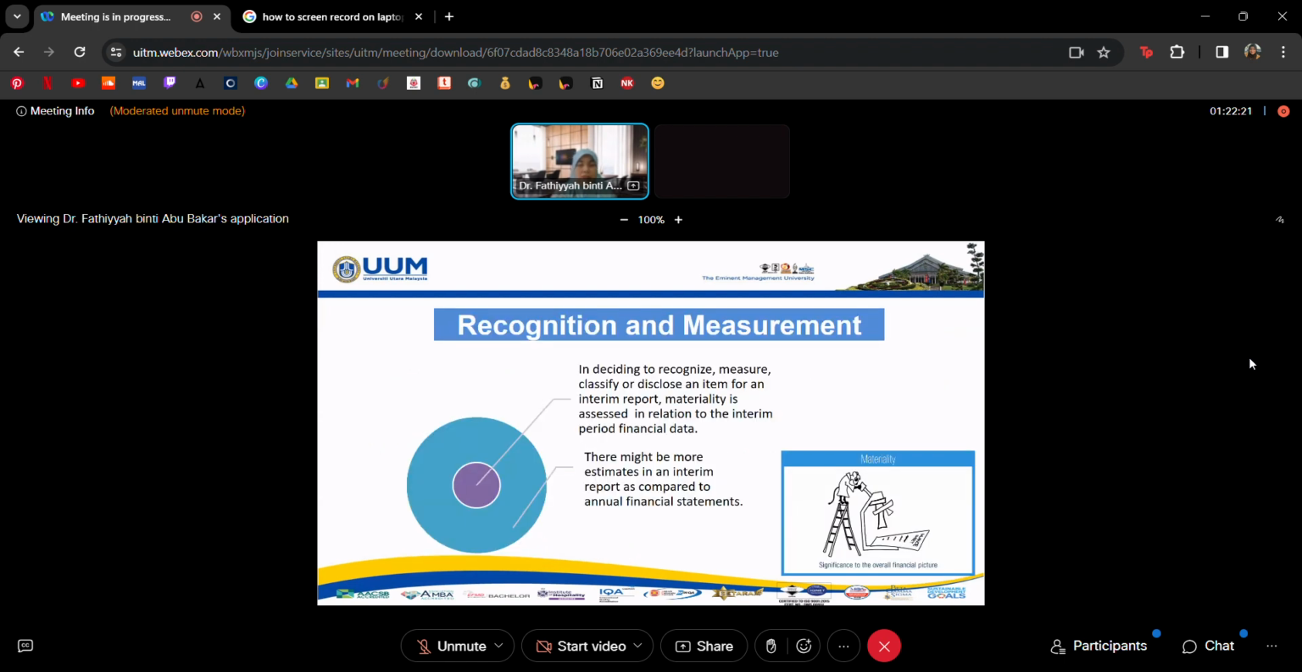Okay, the next issue in interim is on recognition and measurement. So when you want to decide to recognize, to measure, or to classify and disclose, among the things you have to consider is materiality. Materiality is assessed in relation to the interim period of financial data. So what is materiality? You have to make sure that the information is significant to the overall financial picture.